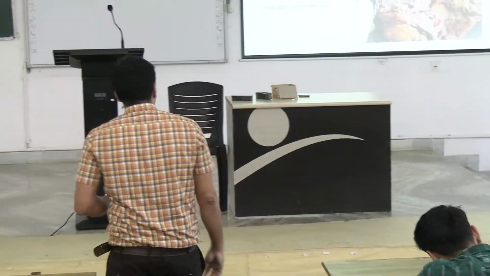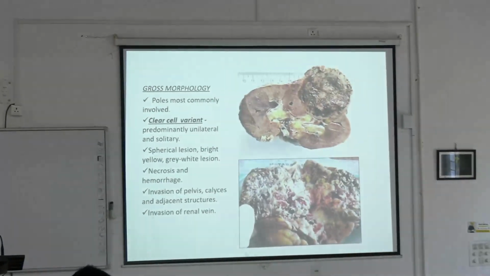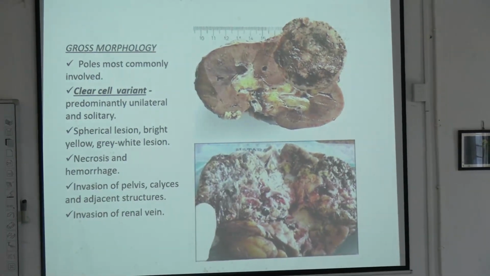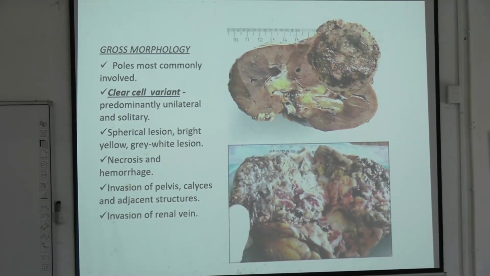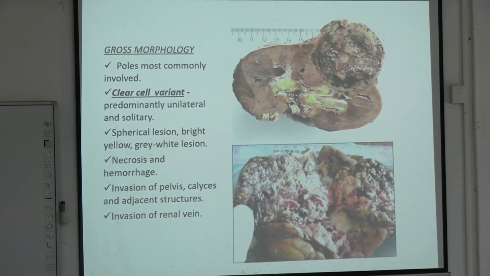Partially encapsulated, bright yellow to grey white; cut section grey white, and they have a bright yellow appearance. Why the bright yellow appearance? Because they contain fat.